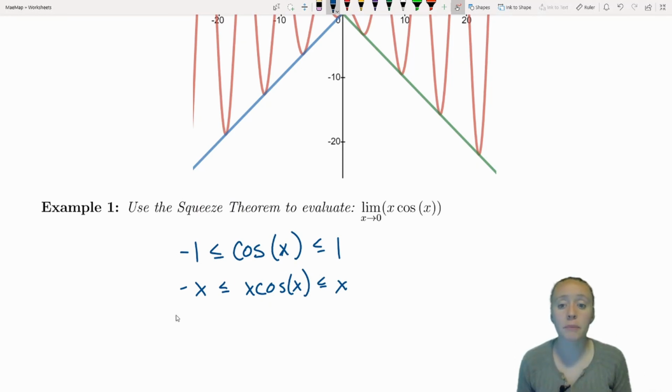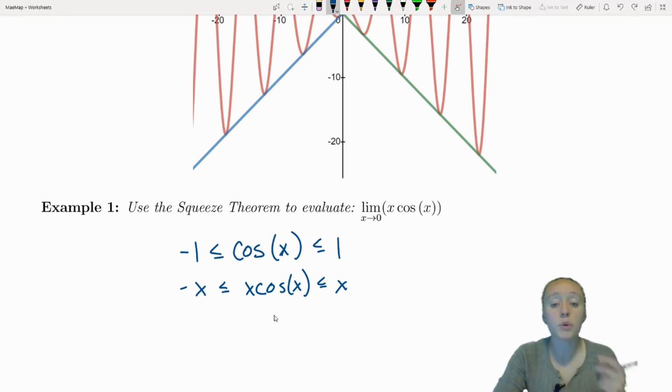So what I'm going to do is I'm going to find the limit of -x and the limit of x as x approaches 0, and if those equal the same, well then I know exactly what happens to that x cosine of x when I take the limit of that as x approaches that same value of 0.